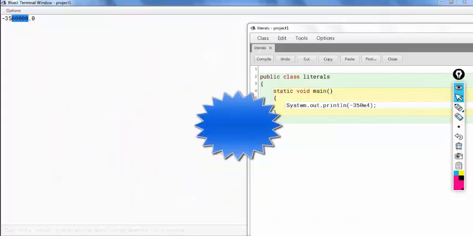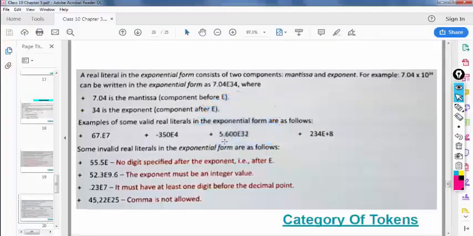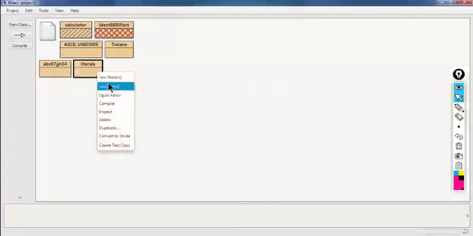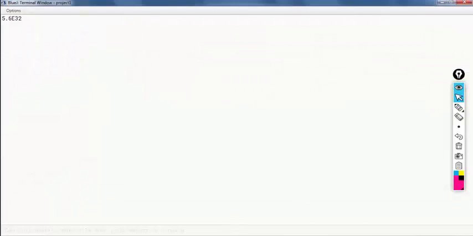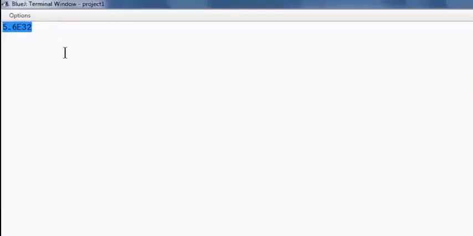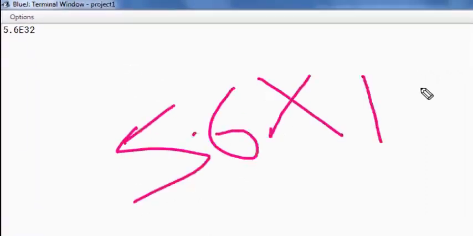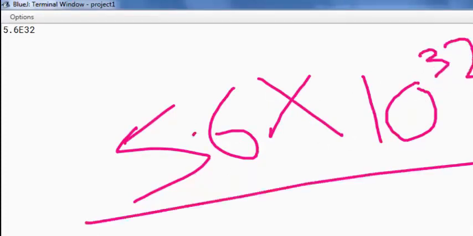Let's take the third example, 5.600E32. If I compile this and execute, the output will be the same number. Since the number is very big, it is showing in scientific notation: 5.6E32. That is 5.6 into 10 to the power of 32. So I hope the exponential form of real literals is clear.